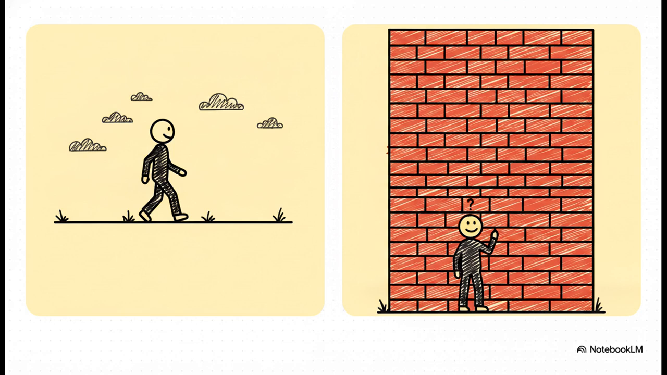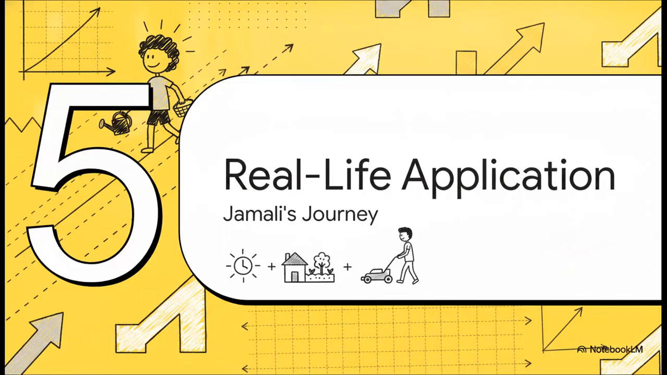PQ. Imagine trying to walk straight up a vertical brick wall. You can't do it. The vertical distance is there, sure, but the horizontal distance is 0. And since we all know you can never ever divide by 0 in math, the gradient is just completely undefined. Moving right along to Part 5, Real-Life Application, Jamali's Journey.